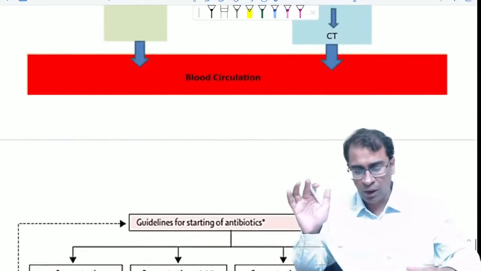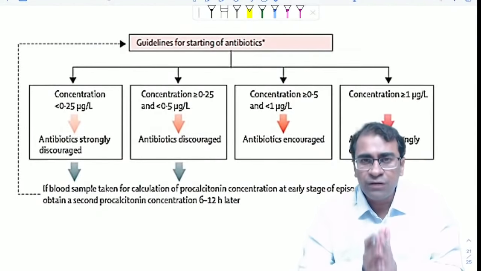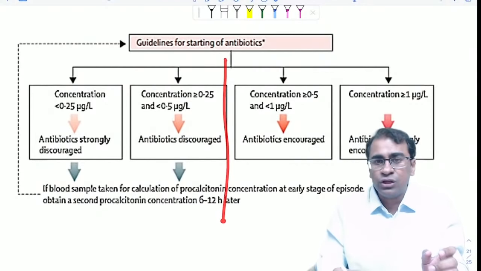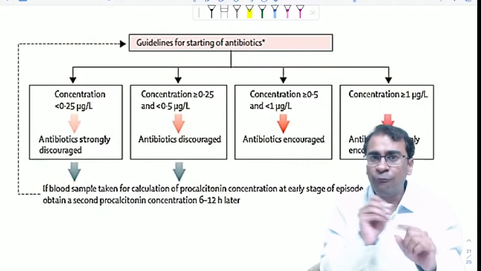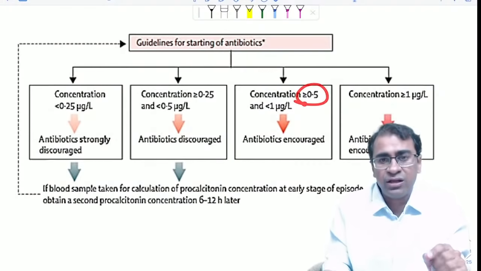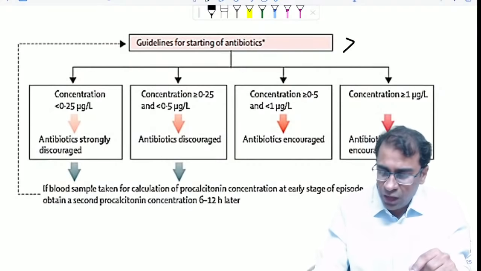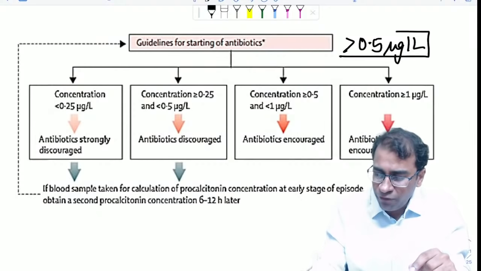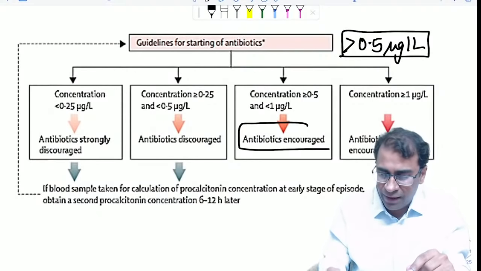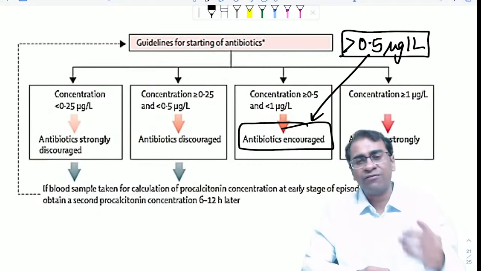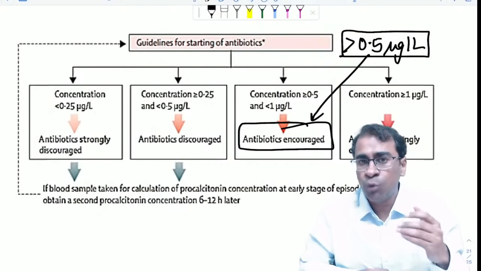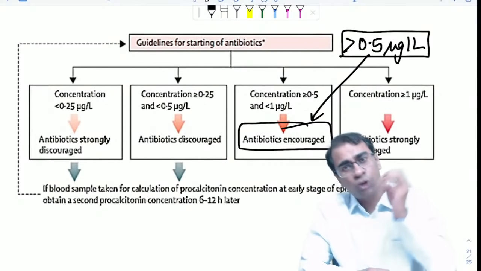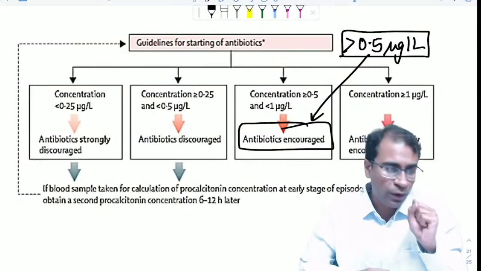So what happens? Look at this basic thing. A patient will always be started on antibiotics if his procal level is more than 0.5. So understand and remember this value. A procal value of more than 0.5 microgram per liter is often an indication to start antibiotics. If the value is more than 0.5, start antibiotics. If the value is more than 1, the patient is going towards sepsis. A patient having more than 8 has already gone towards septic syndrome.